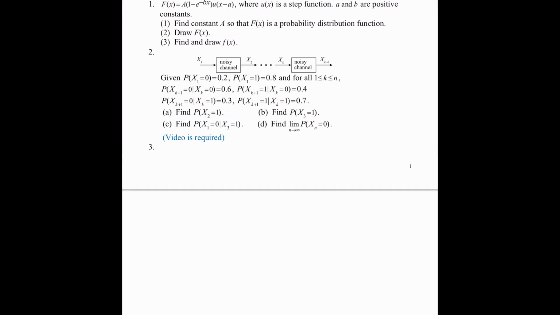Question D. Find the limit as n approaches infinity of probability of xn equals 0. To find this, we need to calculate the probability of x infinity equals 0 and the probability of x infinity equals 1, which equals the limit as n approaches infinity of 0.2, 0.8 times the matrix 0.6, 0.4; 0.3, 0.7 to the nth power.